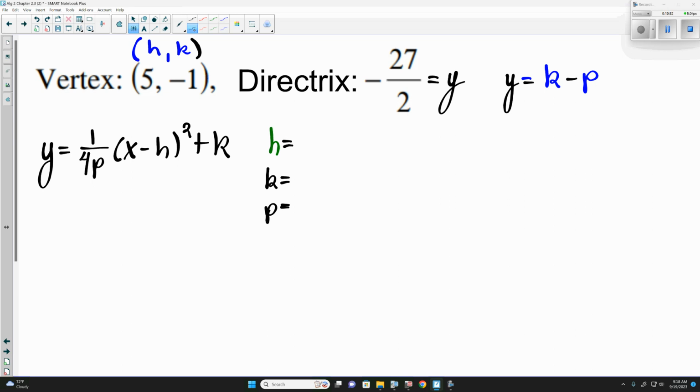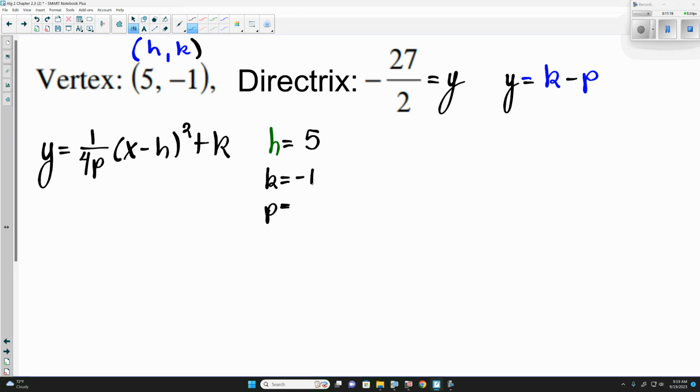Now, from the vertex, we know what the value of h is. It is 5, because the vertex is h comma k. The vertex that is given to us is 5, negative 1. So the value of h is 5. What is the value of k? But we still need to find the value of p.